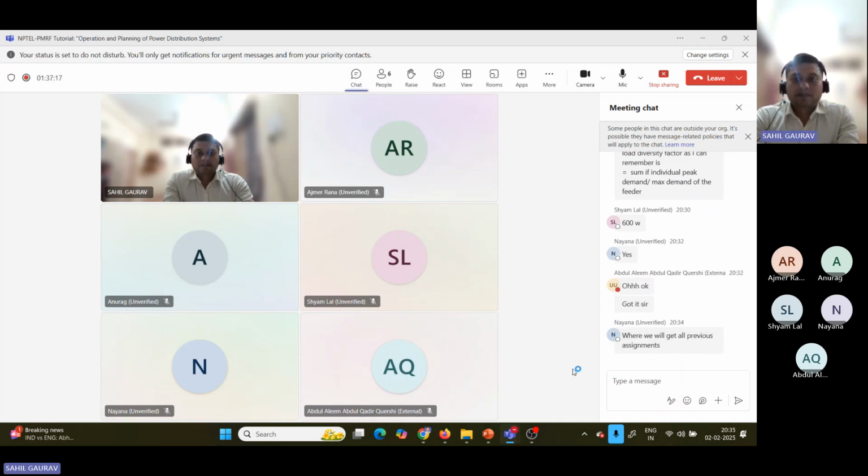Here we will get all previous assignments, but it is not accessible to you, because only those who have enrolled in that course can access it. Like if you enrolled in last year's course, then you can access it. Since you have enrolled this time in Operation and Planning of Power Distribution System, you can access it at any time, throughout your lifetime, with your email ID. But since you have not enrolled last year, you cannot access that course.